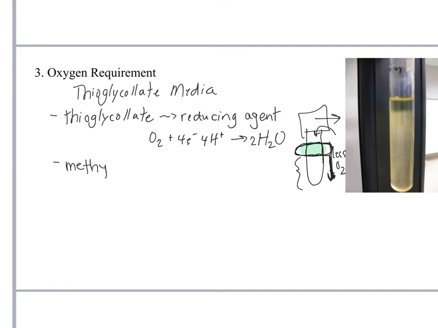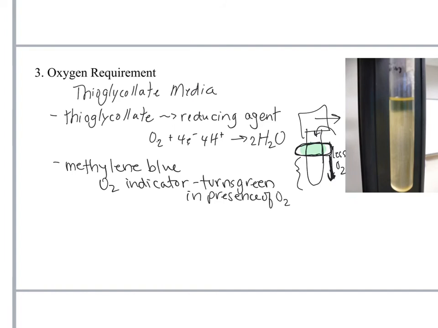There's an oxygen indicator in there called methylene blue. It's going to turn green in the presence of oxygen. So we can tell which layer of the media has been oxygenated. So remember, the methylene blue is throughout the tube. It's only green at the top because that's the only place where there's a certain concentration of oxygen in there.